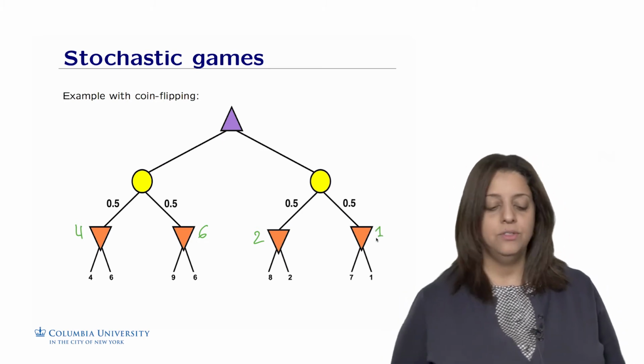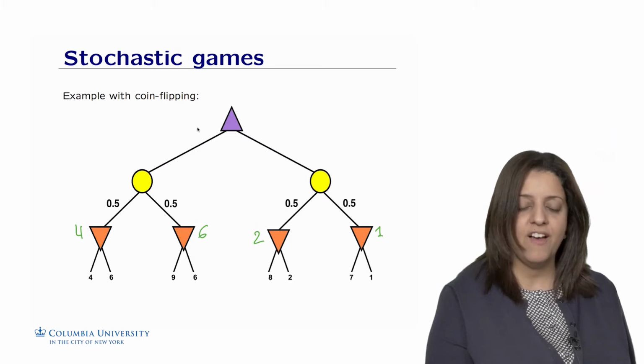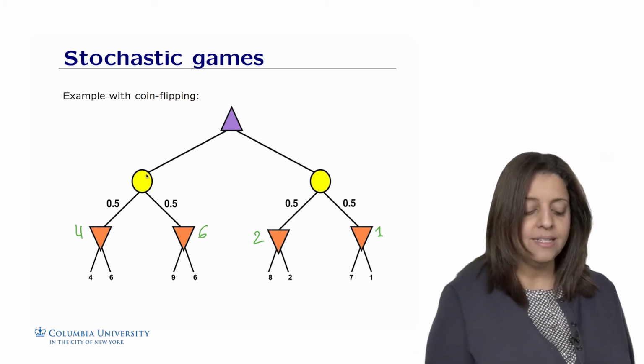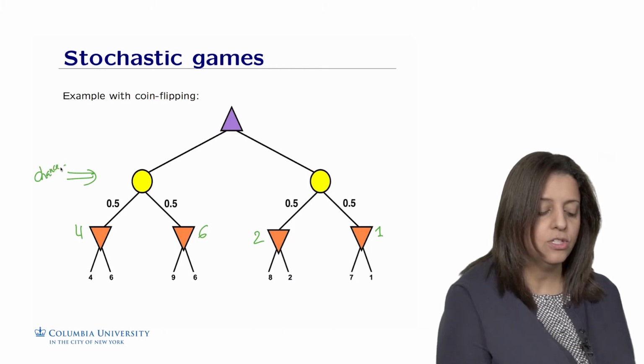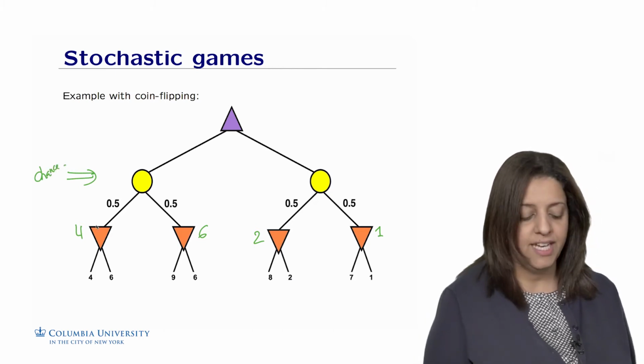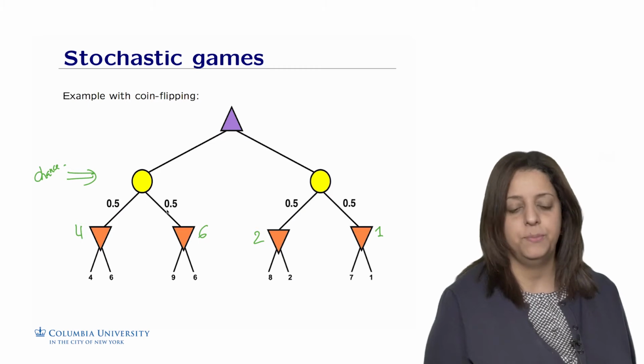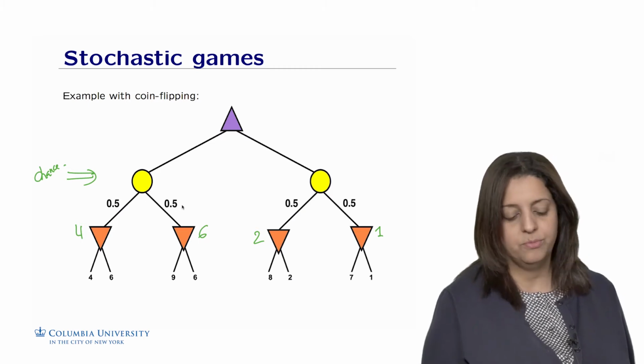Remember that max picks the maximum value of its children. But we have the chance in the middle here, which gives the chance of getting this outcome here with 50% and the chance of getting this outcome here with 50%.